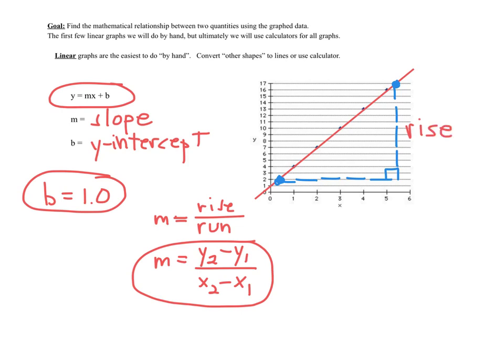And this leg on the bottom is the run. It's the horizontal. So bottom line is, there are different ways to look at this, but if you look at those two blue points that I have on the graph, what I want you to do is to draw this triangle when you do the problems.